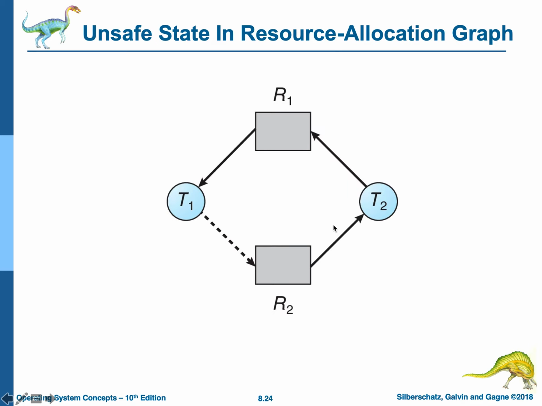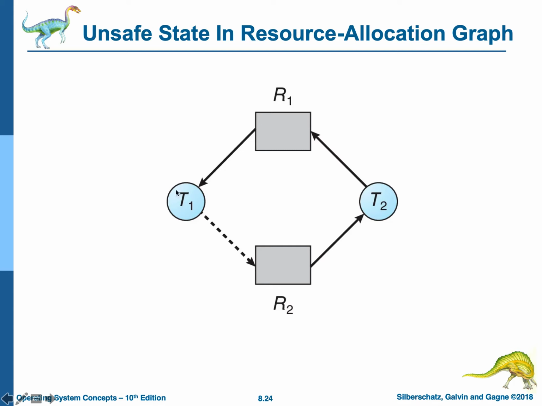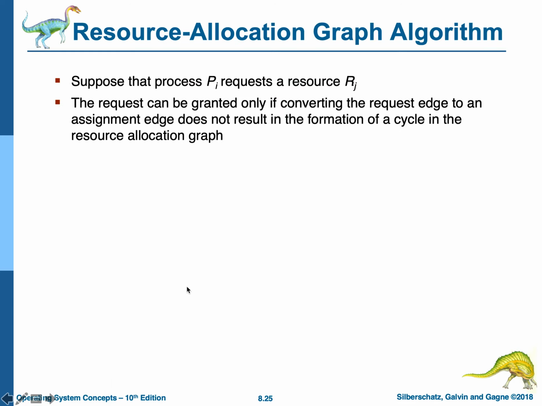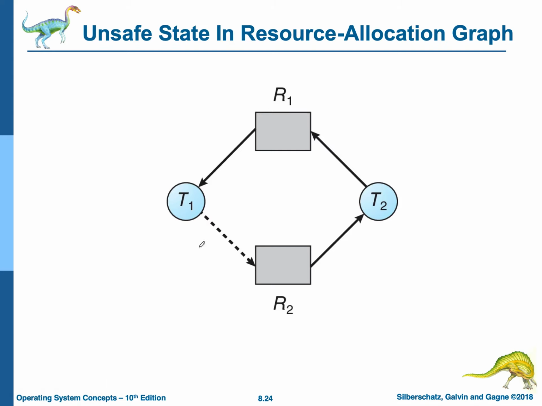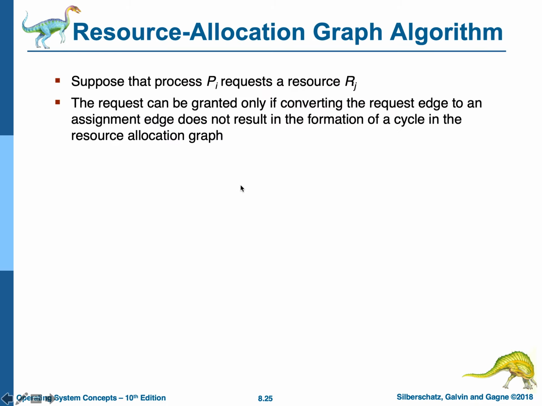But this is an unsafe state, when T2 is already having R2 and T1 may need R2 in the future. This state is unsafe because T1 already declared that it will need resource R2 in future. This can make a possibility of deadlock. Now to avoid this, we have Banker's algorithm.